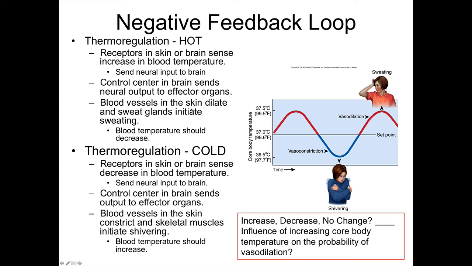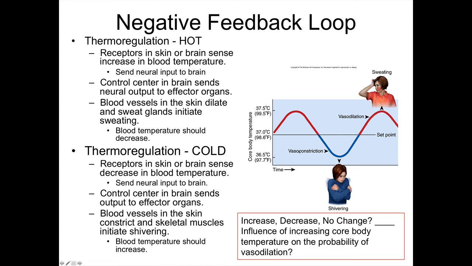When the efferent signal goes to the blood vessels, they end up increasing in diameter. When the blood vessels increase in diameter, that is referred to as vasodilation. So the blood vessels end up dilating, and therefore that causes a person to sweat. The person is going to sweat to cool off until their body temperature returns to around 98.6 F.